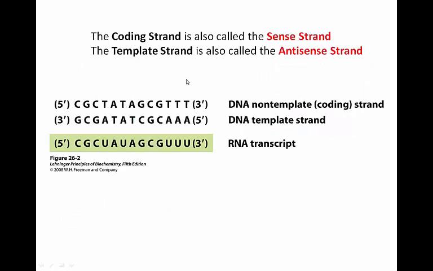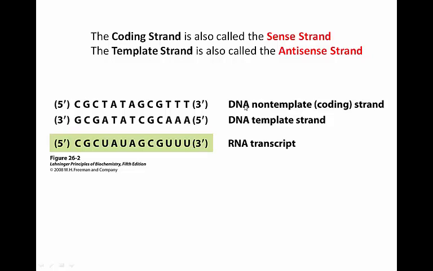The coding strand is also called the sense strand. So the sequence of the coding strand makes sense according to the genetic code. So the triplets make sense according to the genetic code. The template strand is also called the antisense strand. So it's the complementary strand of the sense strand, and it's the template strand that's transcribed.